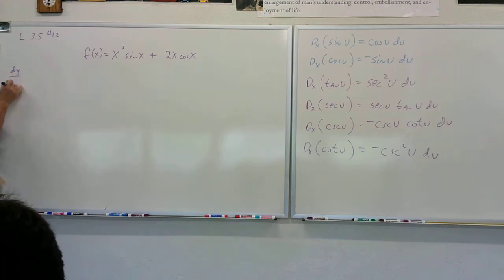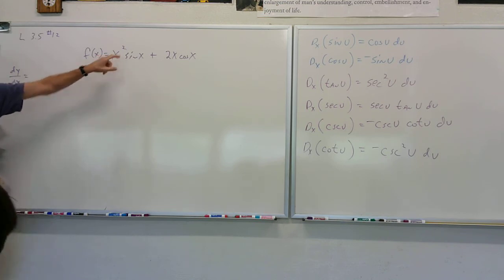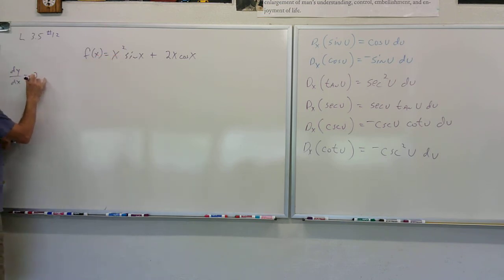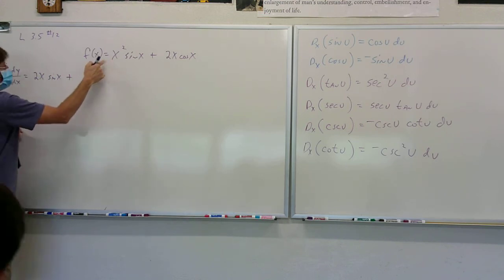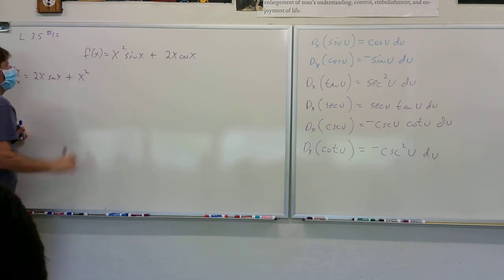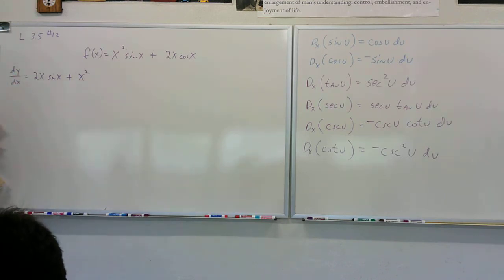dy over dx equals. Take the derivative of the x squared, 2x. Write down sine x. Plus, write down the x squared. Take the derivative of sine x, and what is the derivative of sine x? Just what? Cosine x. Good?